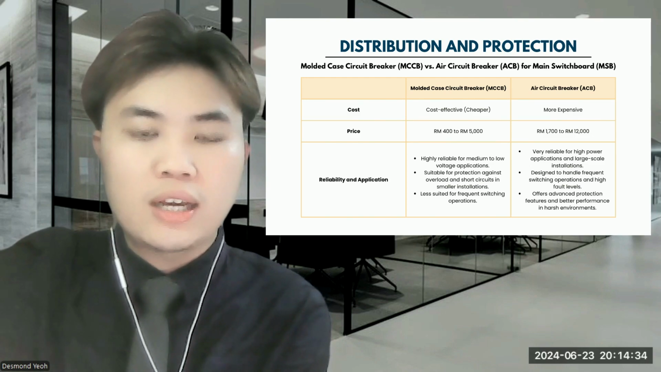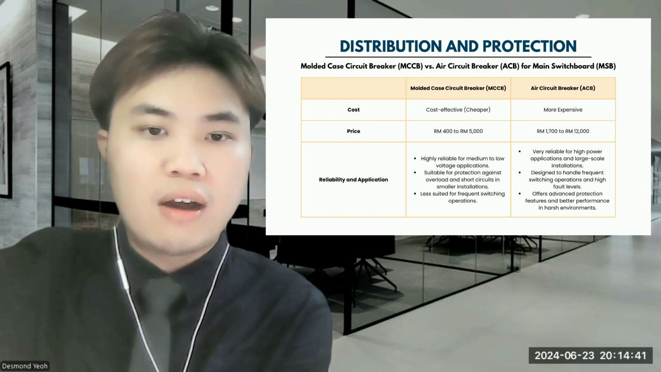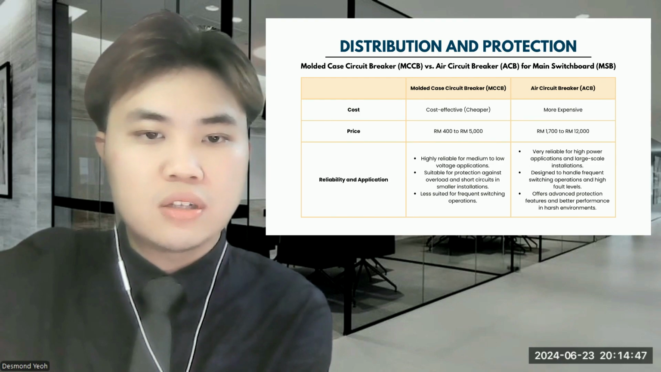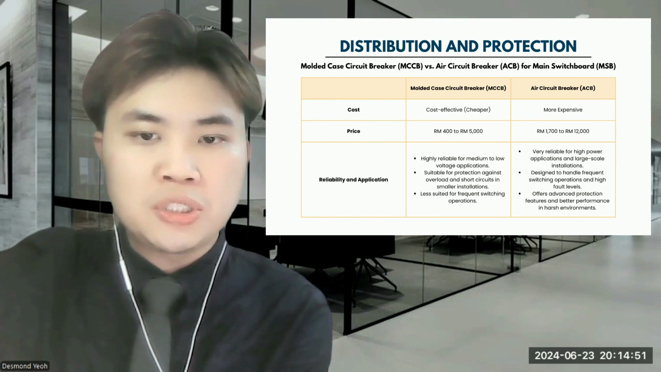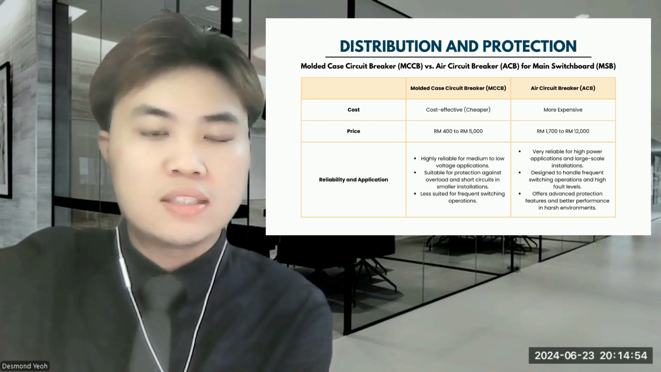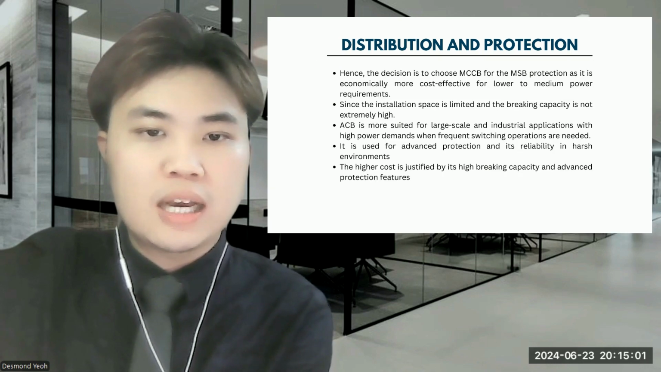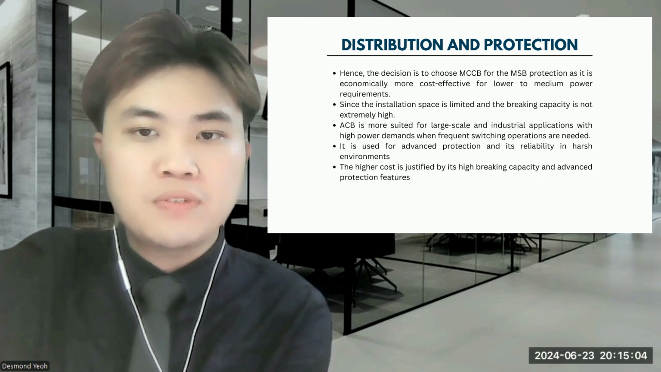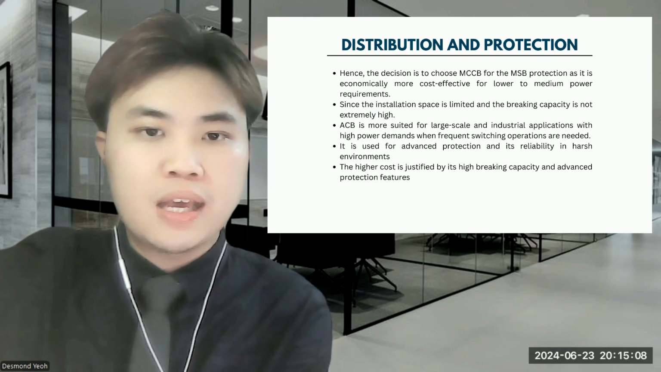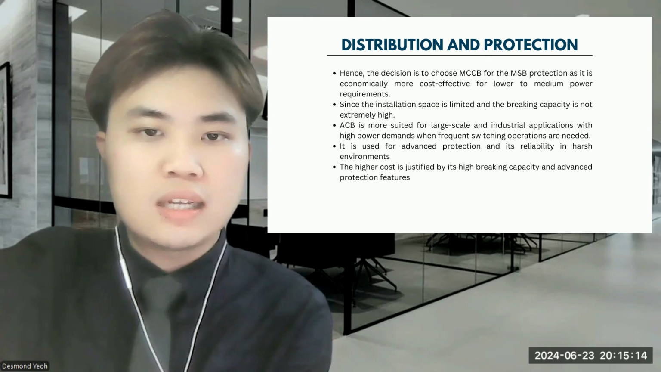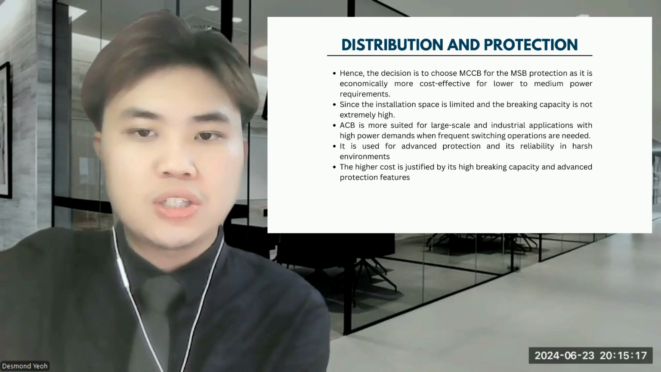ACBs, on the other hand, are more expensive, typically ranging from 1,700 ringgit to 12,000 ringgit based on their specifications. However, ACBs are extremely reliable for high power applications and large-scale installations. They are designed to handle frequent switching operations and high-level faults. Their high cost is justified by their advanced protection features and better performance in harsh environments. Hence, when it comes to our design, the decision is to use MCBs for the incoming protection of the distribution system, as it is economically more cost-effective since the installation space is limited and our design does not require such advanced level of protection such as ACBs.